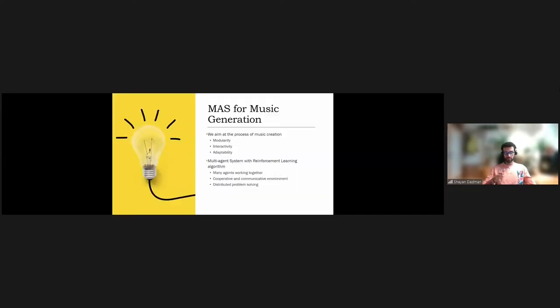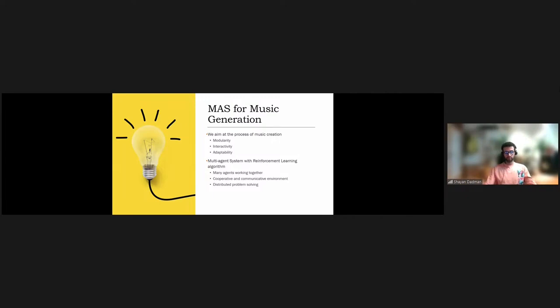Indeed, we aim at the process of music creation in a way that we introduce modularity to the system, so that we have multiple models working together. There is also interactivity, where we can involve the human user to interact with these models and navigate the outcome of the system towards the desired preference, and adaptability, where we make this system more adaptable by learning the human user preferences in order to generate the music.